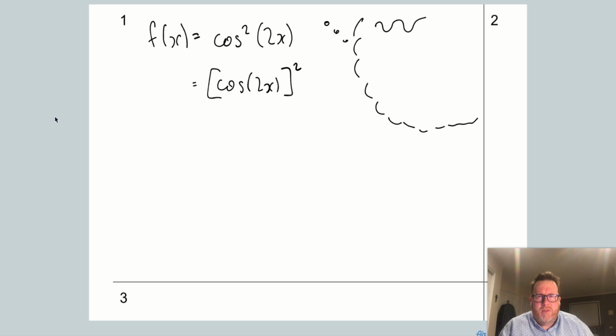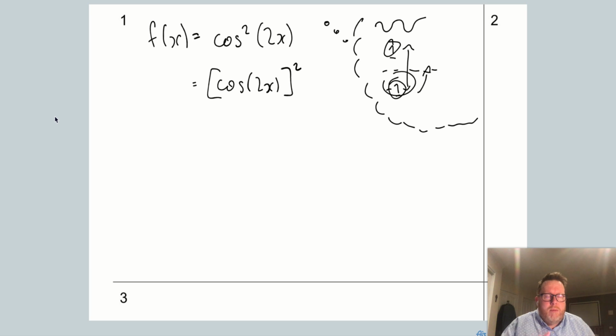Then we've got this square. What's the effect of the square? Well, I know that cosine and sine graphs usually go between -1 and 1, but all of these minus values are going to be squared, which means we're going to be lifted up here. And when you square a fraction, you get a smaller fraction. So when I square 1, I get 1. When I square -1, I get 1. When I square 0, I get 0. And every value in between is going to be squished down.